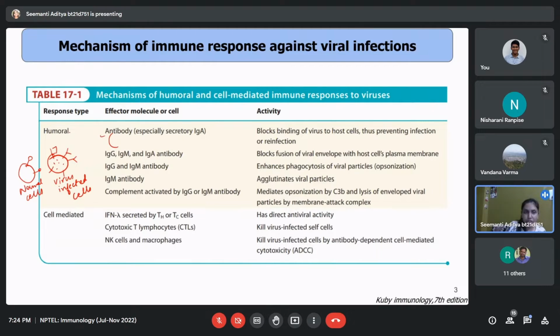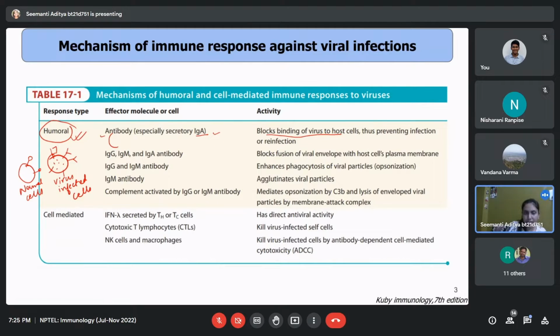This accounts for the humoral branch of the immune system, and here we can see the different activities of different kinds of antibody. The secretory IgA type of antibody primarily blocks the binding of virus to host cells. Thus it prevents infection or reinfection. It inhibits the virus from entering the host cell in the first place. Immunoglobulin A in its secretory form does that.